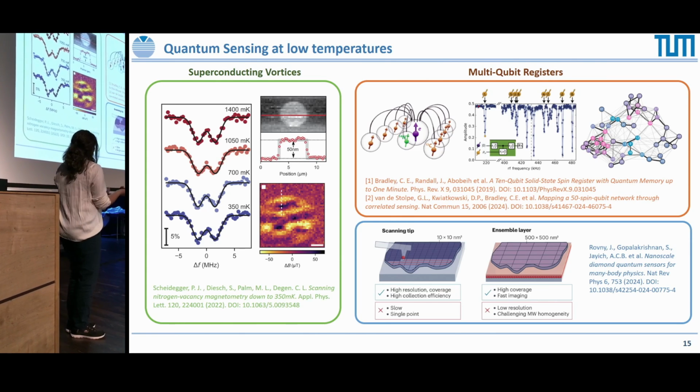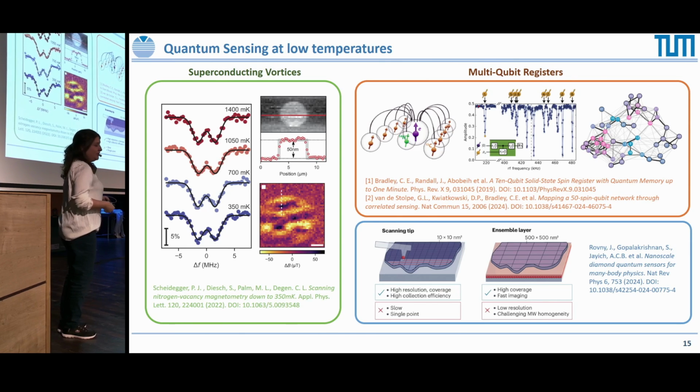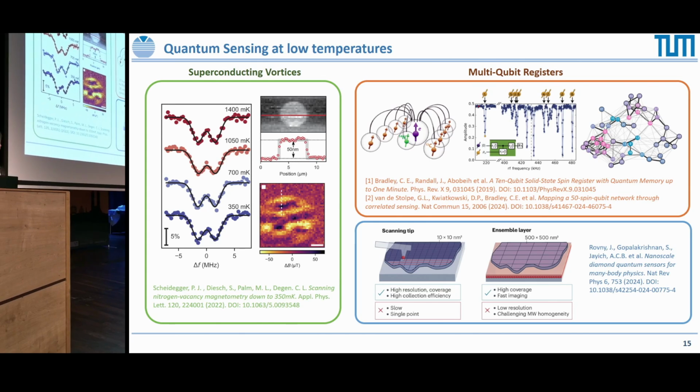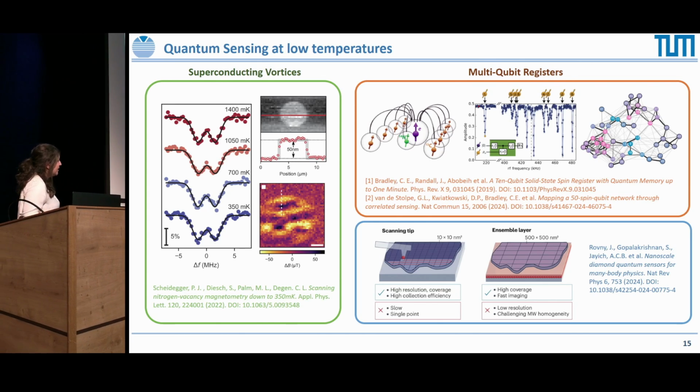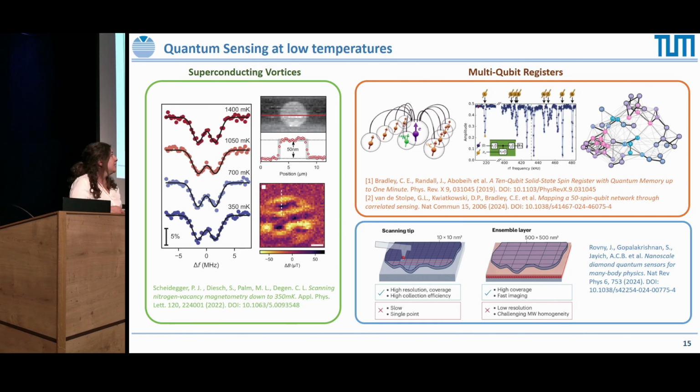A good reason to go in this direction is because when you have NV centers everywhere, you can go from a scheme where you have a scanning tip to measure the magnetic field, which of course gives you high resolution and coverage but is a little bit slow, into an ensemble in which you can have fast imaging because you are measuring a lot of them at the same time, and you can take pictures faster. So we wanted to see what we could do with an ensemble of NV centers at millikelvin.